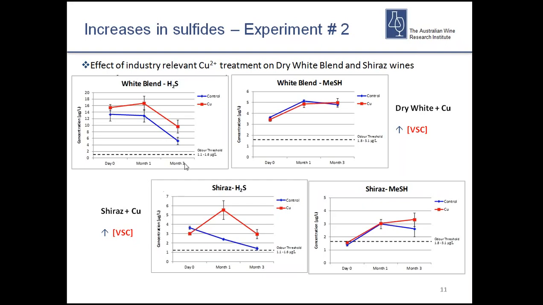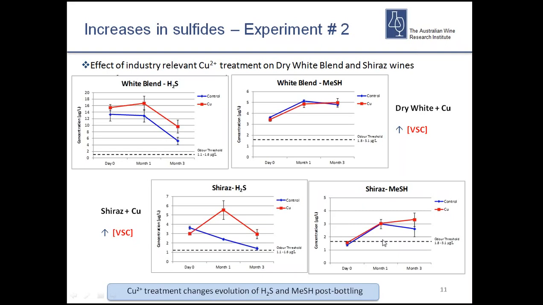And if we look at the methanethiol concentrations, we can clearly see that, as for the white blend, initially there wasn't a significant difference between the control samples and the copper-treated samples. But then after about 3 months of storage, we can see that the way that the methanethiol is evolving in these wines is changing quite dramatically.